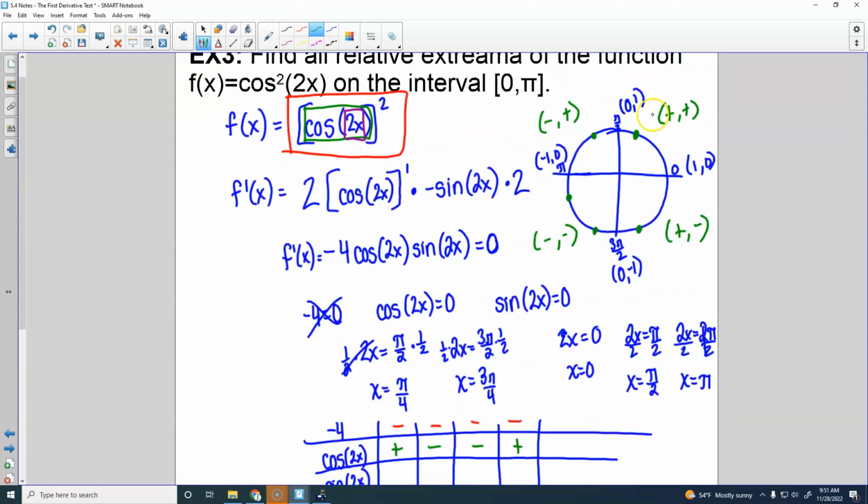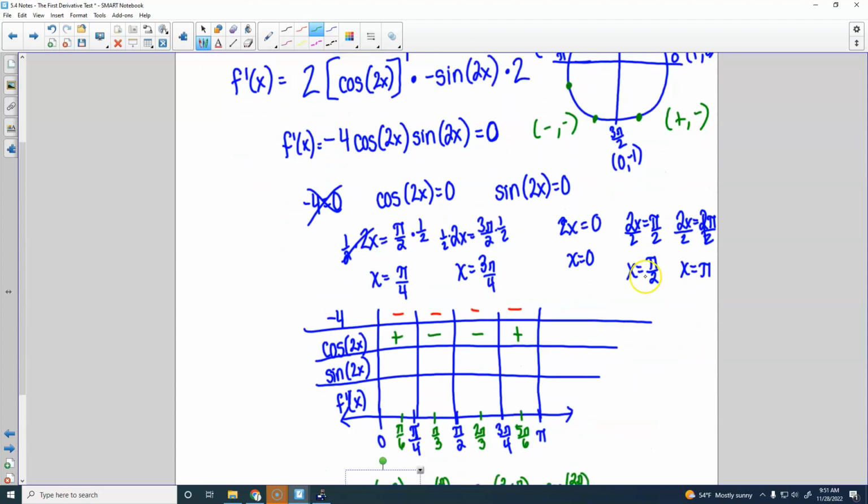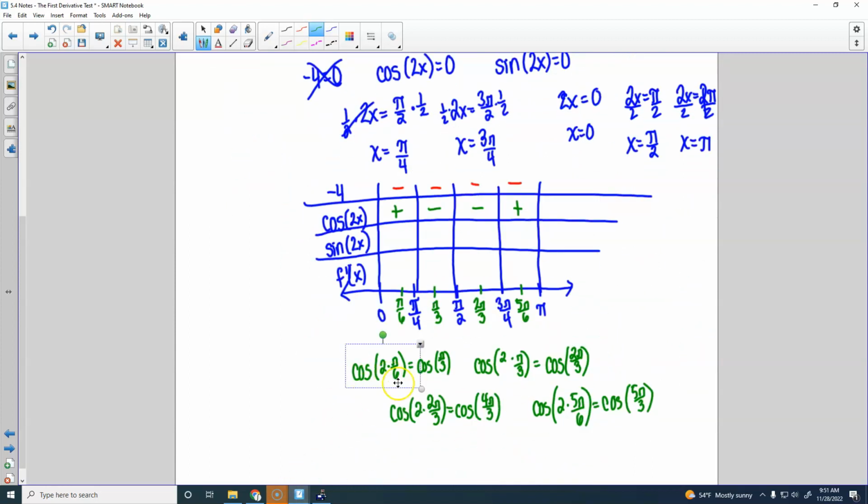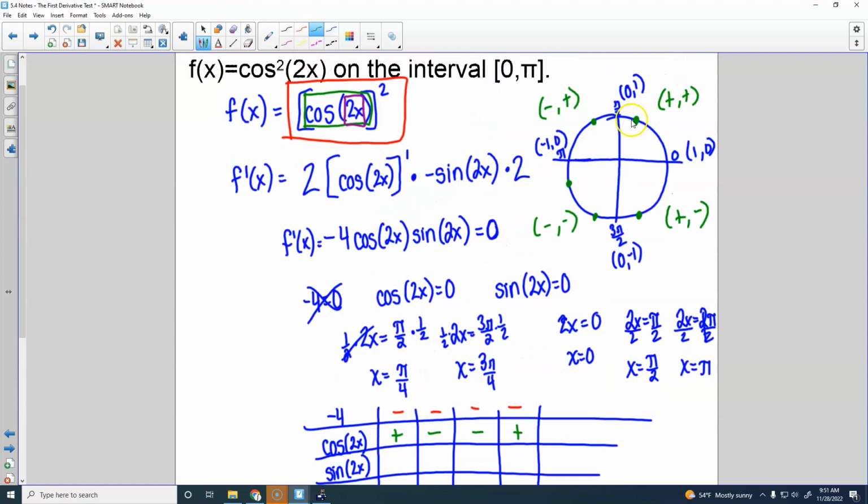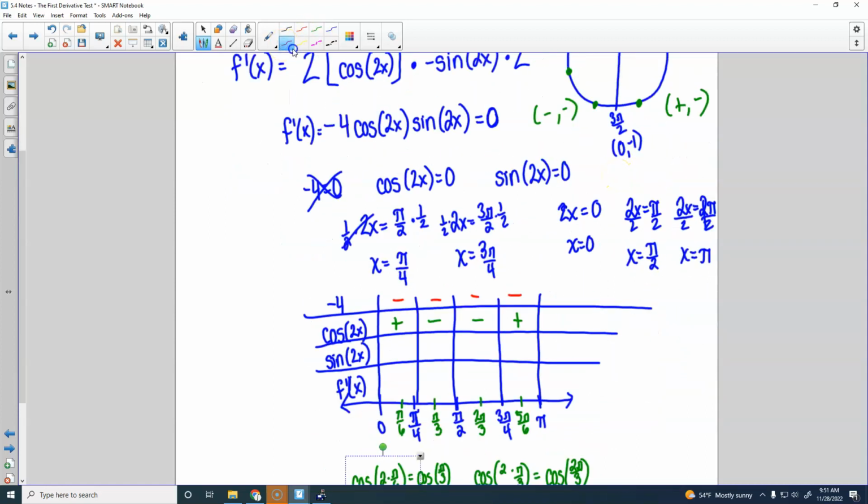Now, I marked these on the unit circle here. Something similar is going to happen with all of these, so I'm going to write all of these down. When I do this line for sine, the same thing's going to happen, right? We got 2 times pi over 6, which is pi over 3, right? What is sine of pi over 3, positive or negative? It is positive, so we get a positive here.